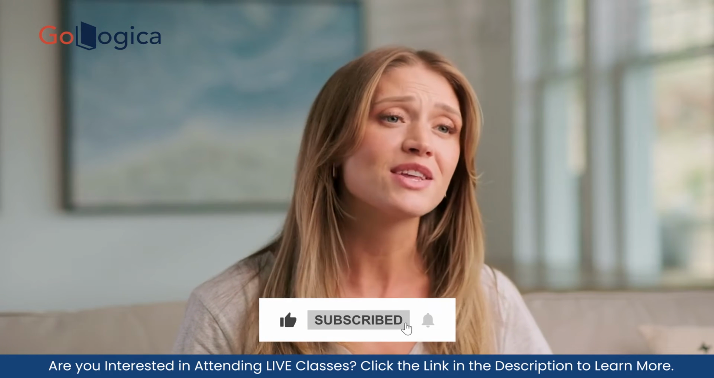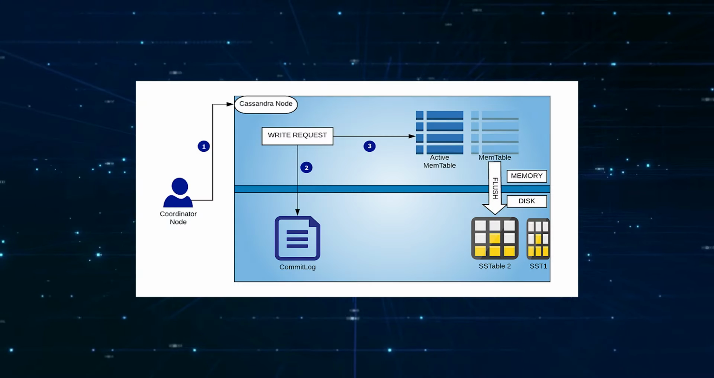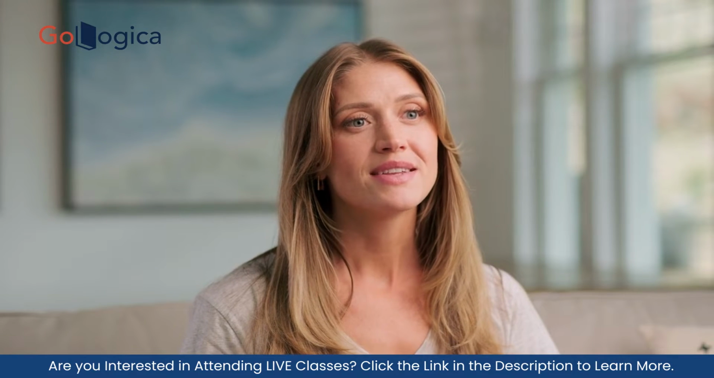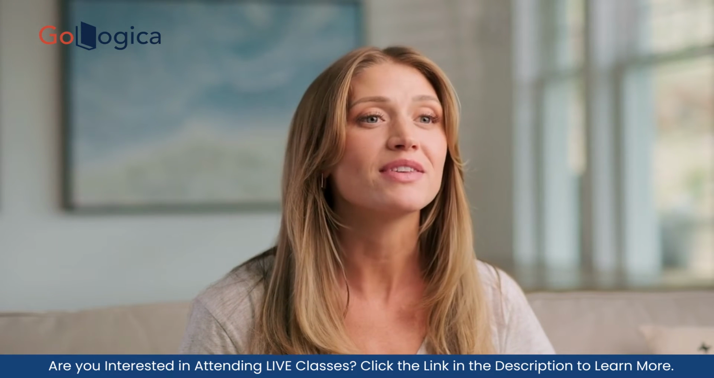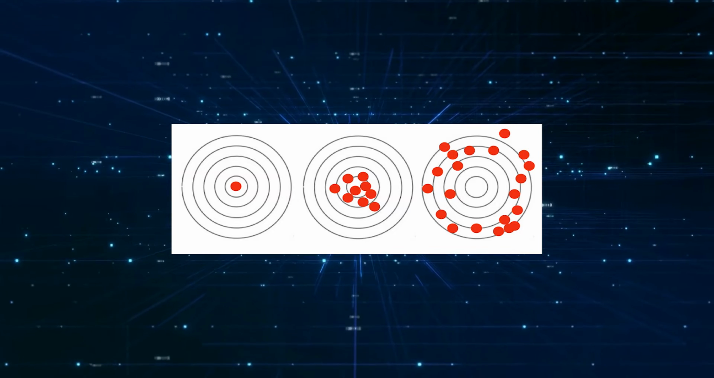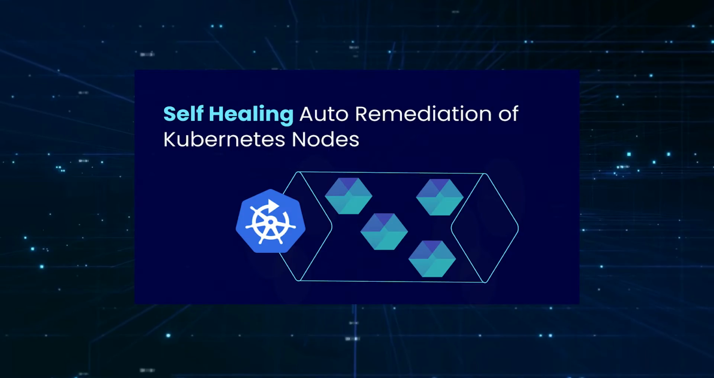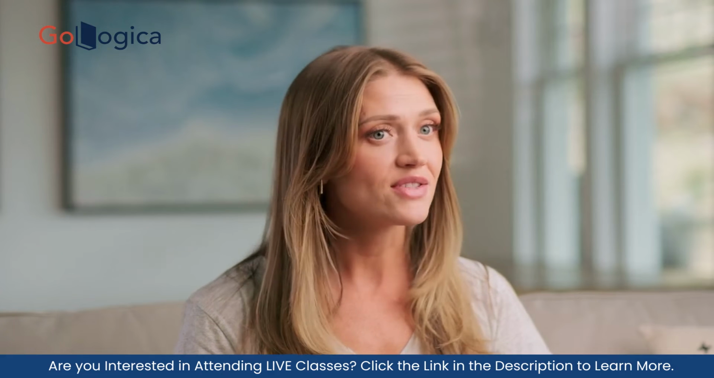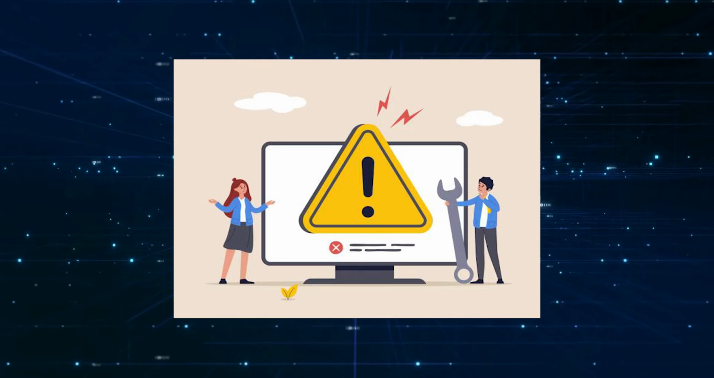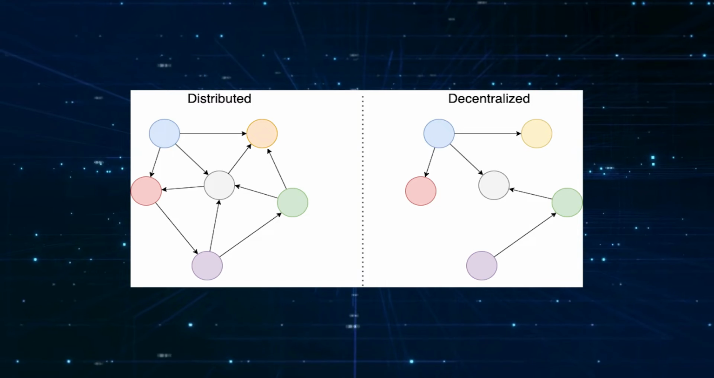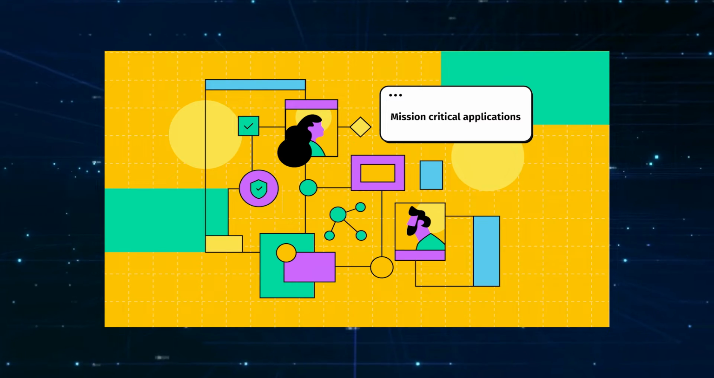Cassandra handles write operations efficiently by first recording data in a commit log, then storing it in an in-memory memtable before flushing it to disk in SSTables. Read operations retrieve data from the latest SSTables, ensuring speed and accuracy. With built-in mechanisms such as hinted handoff, read repair, and automatic node recovery, Cassandra maintains strong availability even in the event of hardware failures.